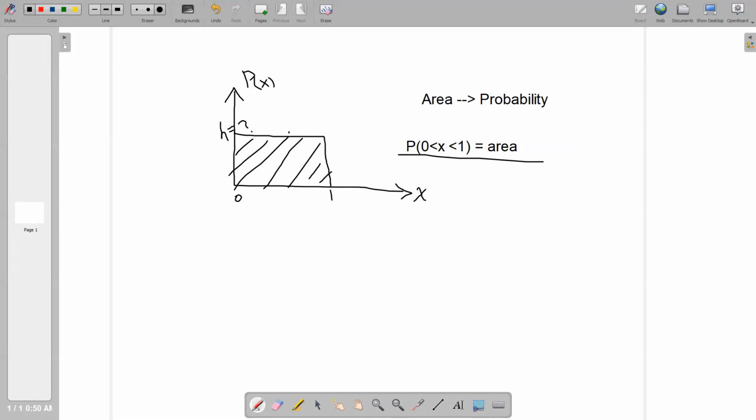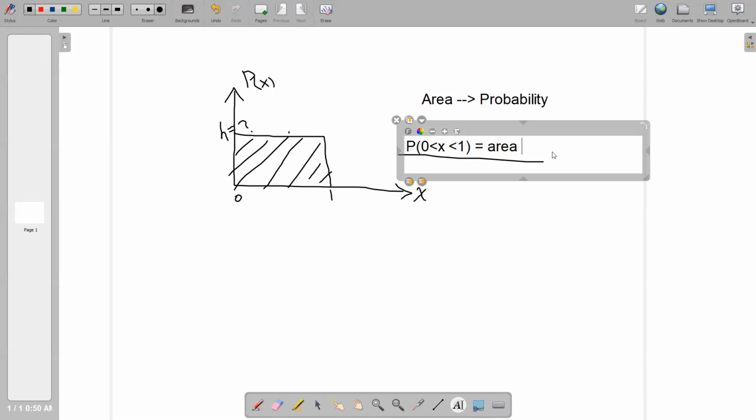So if that's the case, we can see that this probability needs to be equal to 1 from the probability rule, because the probability of any sample space needs to be 1. Then we are able to figure out the height because we know base times height will equal the area, right? And we know the base is 1, so the height has to equal 1, right?